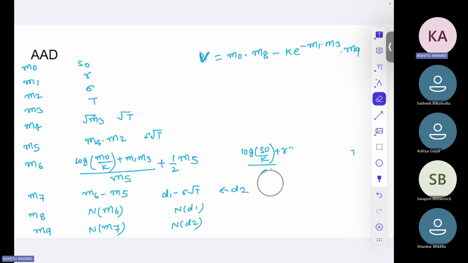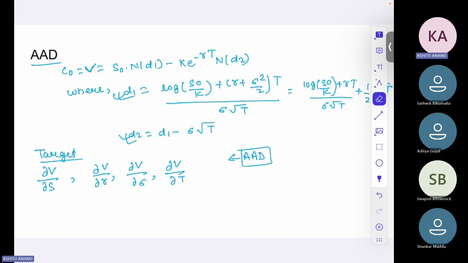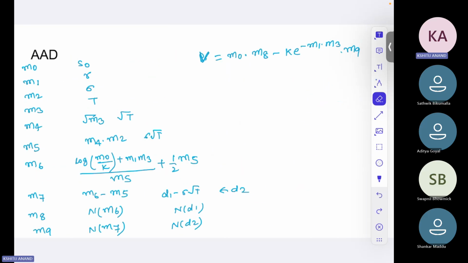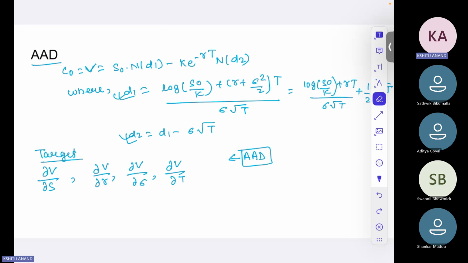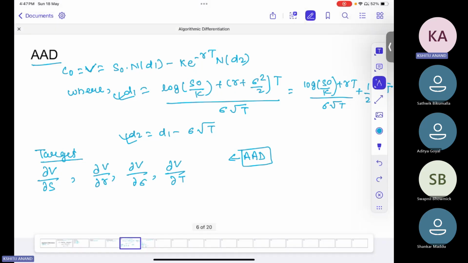So we have finally written the price of the option in terms of these variables. Basically we have decomposed it step by step. Any questions so far? No, sir. We decomposed all the variables first, then wrote the function for sigma root T, then for d1, then for d2, then for N(d1), then for N(d2), and then finally for V.